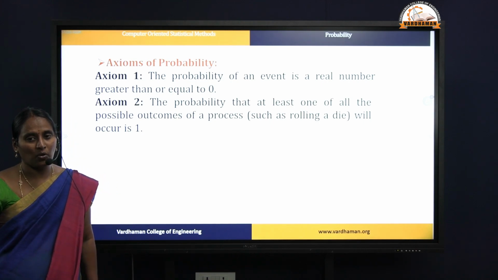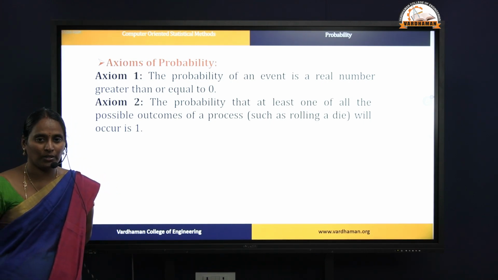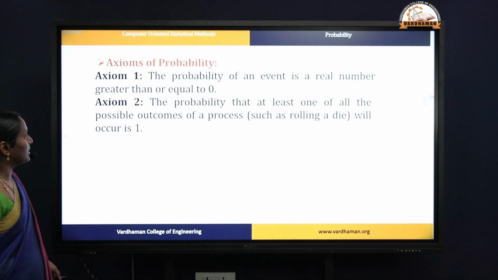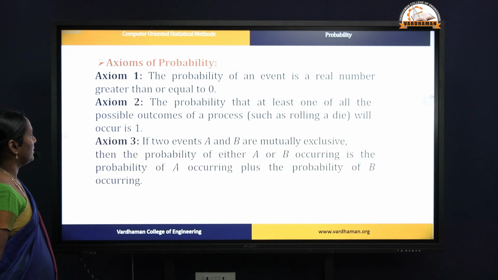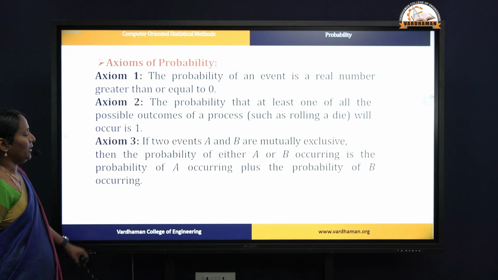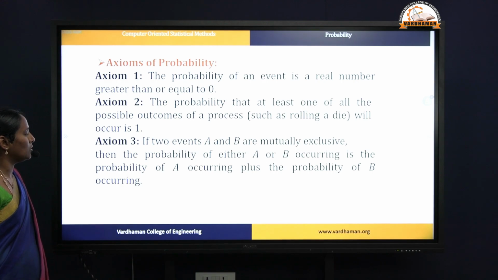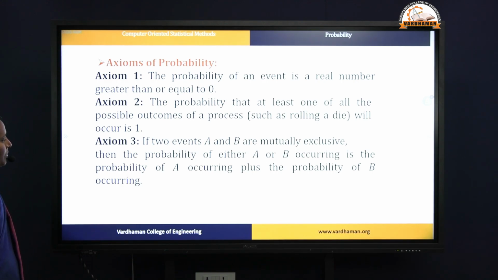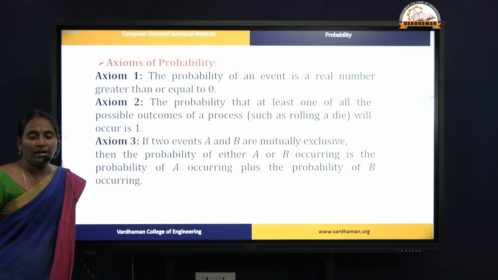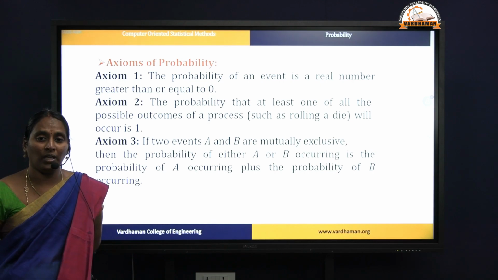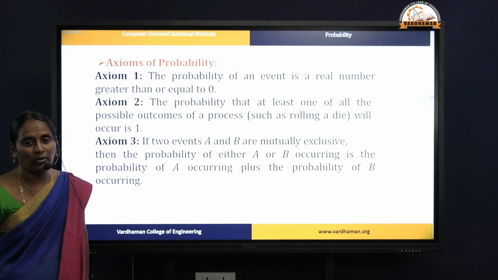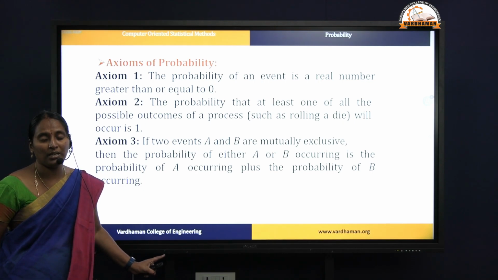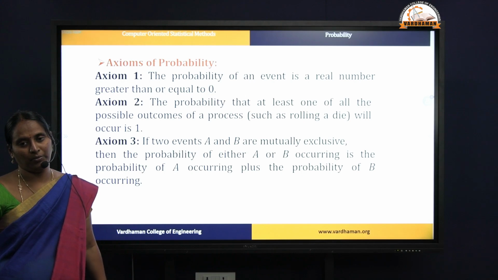So what is axiom 1? P of A is greater than or equal to 0. And axiom 2? The sum of all the probabilities is equal to 1. Now axiom 3: if two events A and B are mutually exclusive, then the probability of either A or B occurring is the probability of A occurring plus the probability of B occurring. In notation, P of A union B is equal to P of A plus P of B.